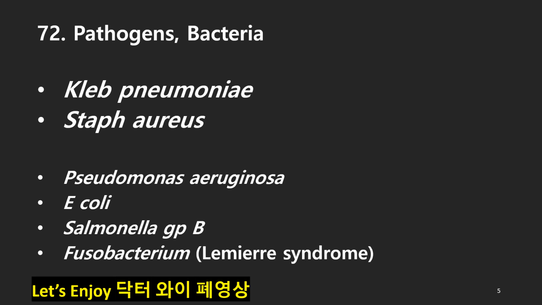Many bacterial organisms can be the source of septic pulmonary embolism, but among them, the two most famous organisms are these: first, Klebsiella pneumoniae and Staph aureus. They are the two most famous, notorious organisms.